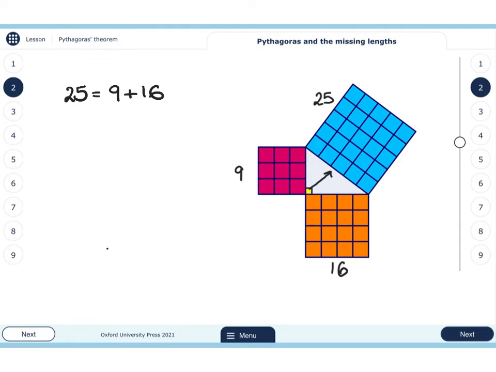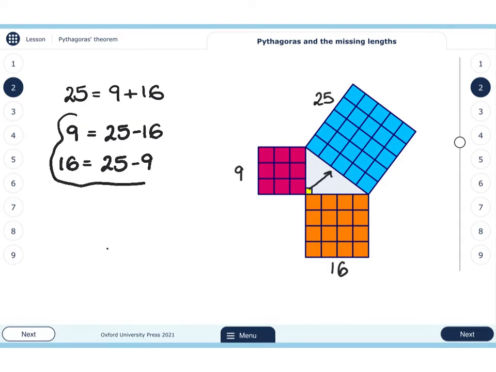But if you want to find one of the smaller ones, you would take the bigger square and take off the other small one. So 9 is the same as 25 take away 16. If you need to get the 16, you can again do the biggest one, take away the 9. So this is the idea that we are going to be using today.